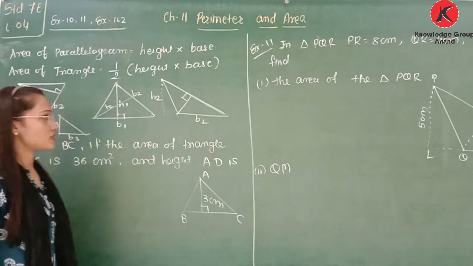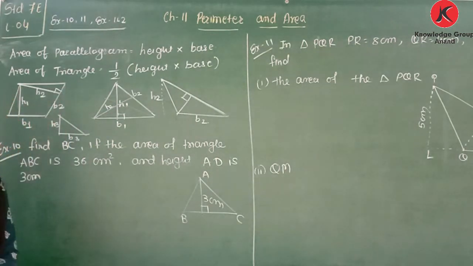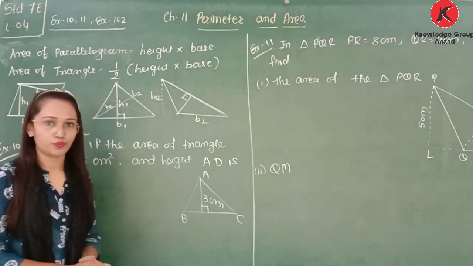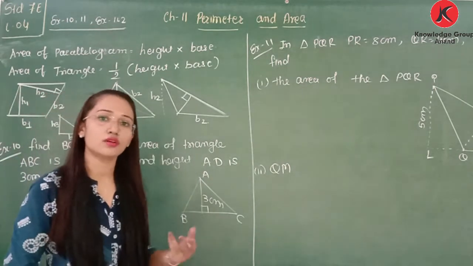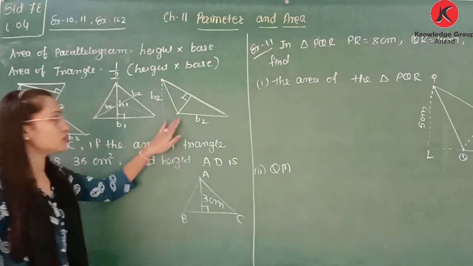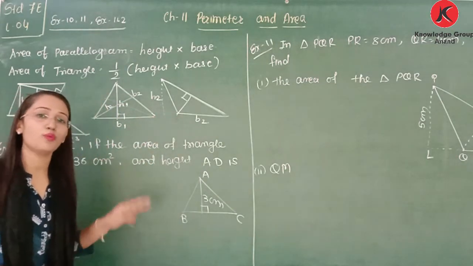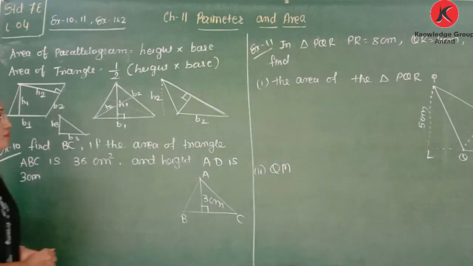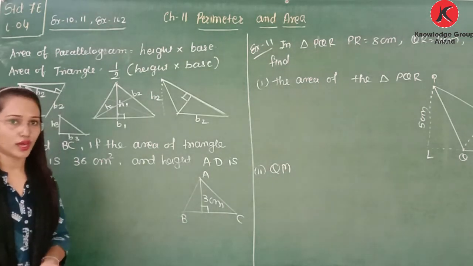So there are three possible ways to draw height, because we know that in a triangle we can draw three altitudes. Three altitudes means three heights, and according to the three heights there are three possible ways to find the area of a triangle. Clear? So today we will solve examples related to that.